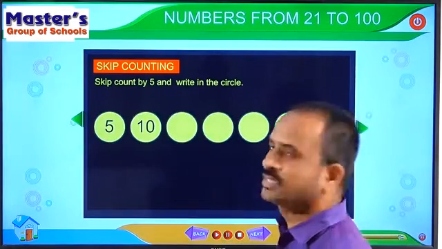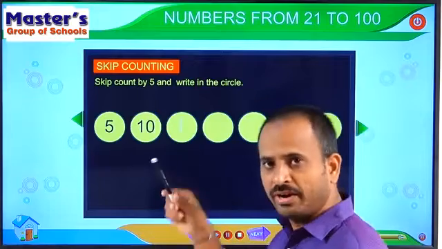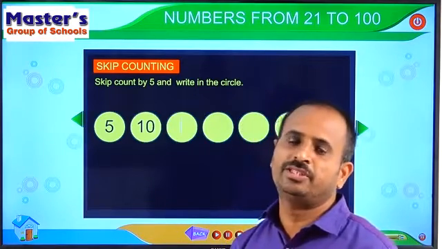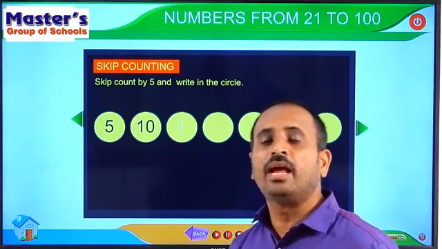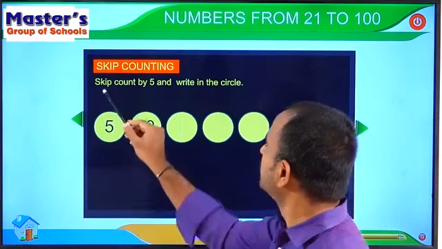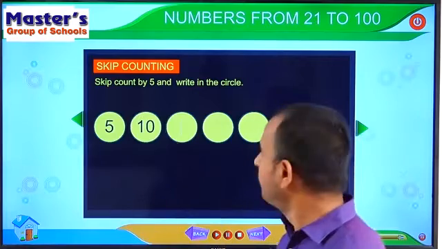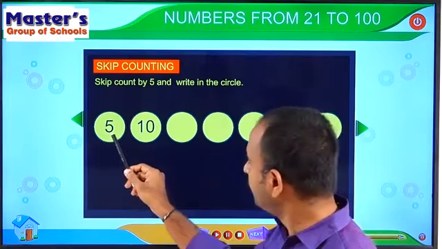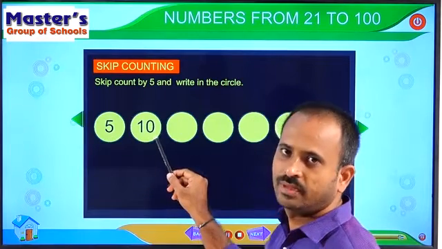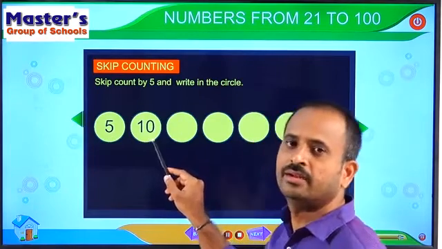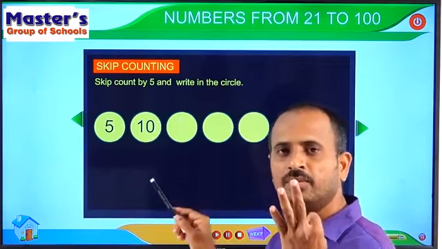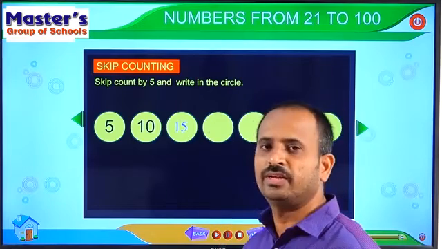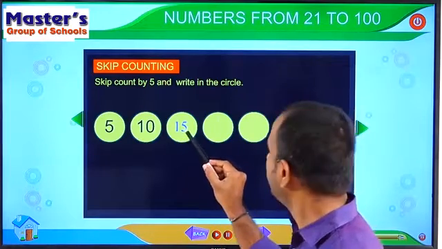Another example for skip counting is skip count by 5. In skip count by 2, we added 2 to each number. In skip count by 3, we added 3 to each number. Whereas in skip count by 5, we have to add 5 to each number. The first number is 5, and adding 5 to the 5, you will get 10. And again add 5 to the 10. After 10, 11, 12, 13, 14, 15. So you will get 15. And again add 5 to the 15.